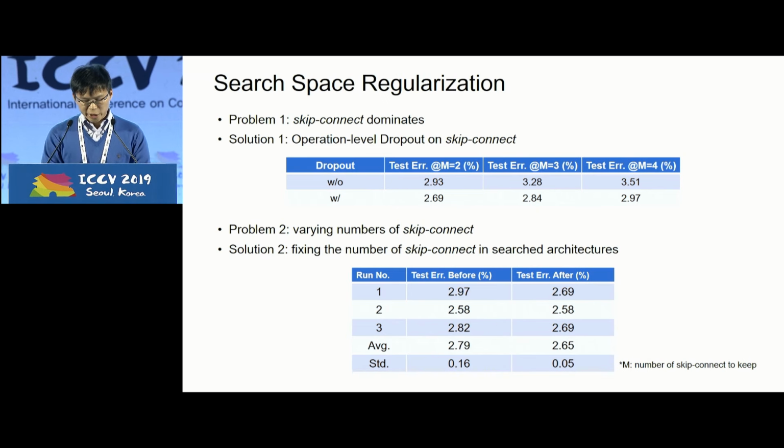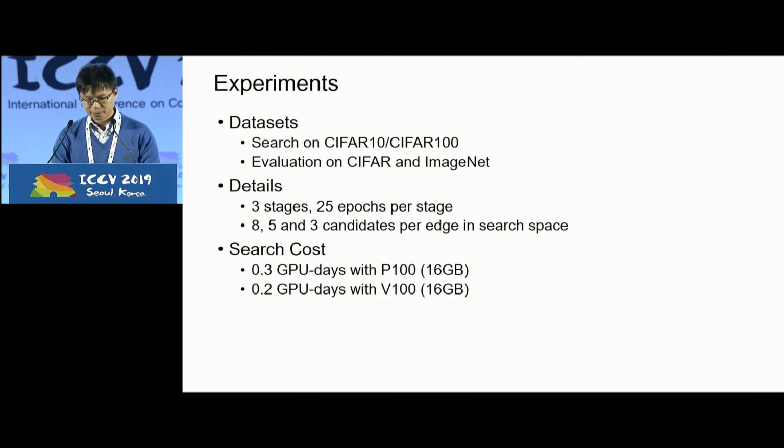First, we add a dropout after skip connect operators so that they do not gain weights very quickly in the early search epochs. Second, in determining the final architecture, we fix the number of skip connect operators. With this simple method, both network performance in terms of average accuracy and the network complexity in terms of parameters and FLOPs are stabilized.